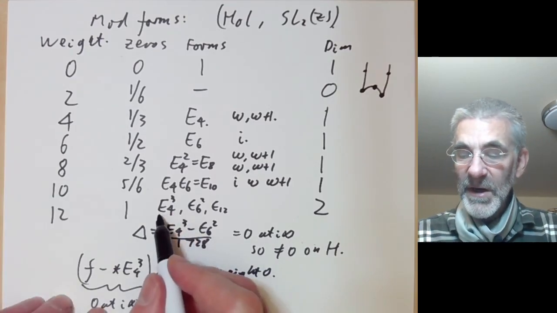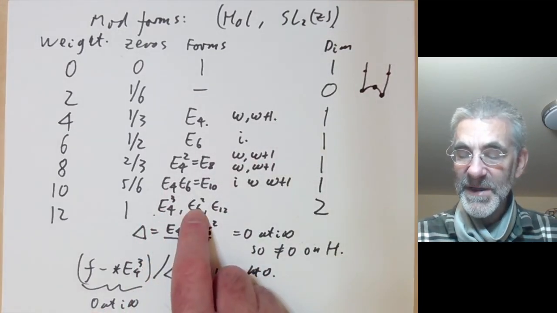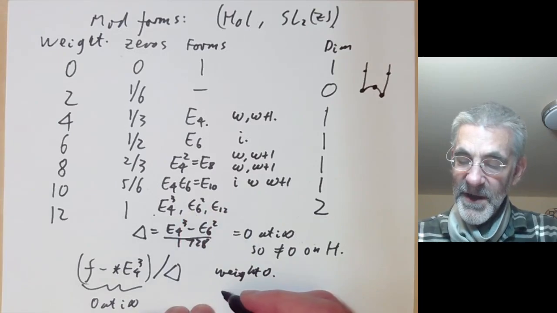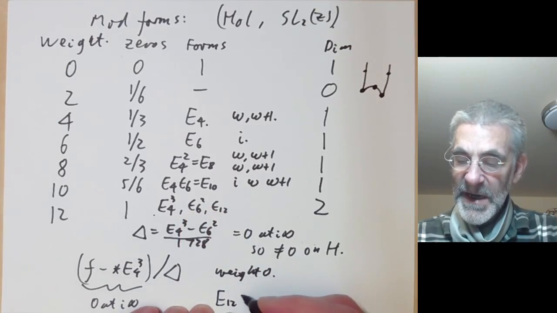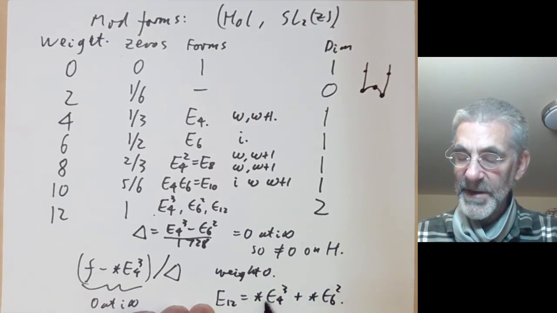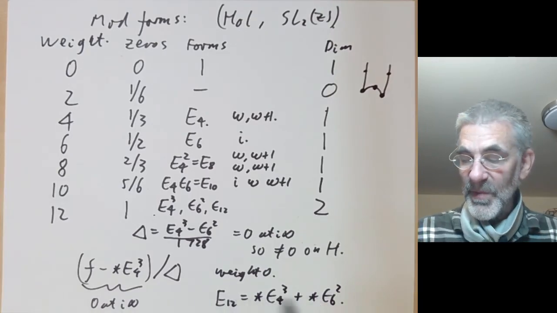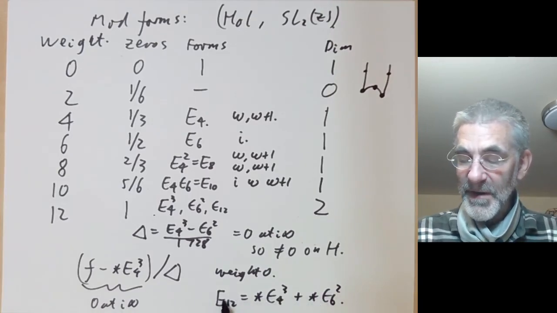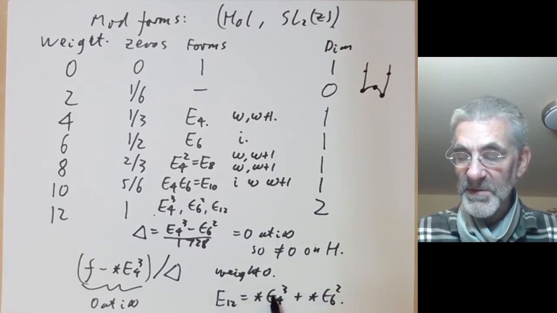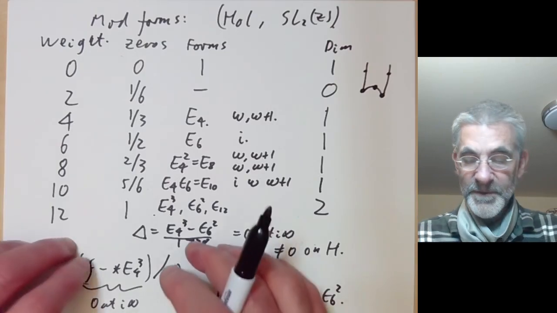In particular, we've got three modular forms of this weight, E4 cubed, E6 squared and E12. So there must be a linear relation saying that E12 is equal to something times E4 cubed plus something times E6 squared. And I'll leave finding these constants as an exercise. You can figure them out just by noting that the coefficients of q to the 0 and q to the 1 on both sides must be the same, which gives you a couple of linear equations for these.